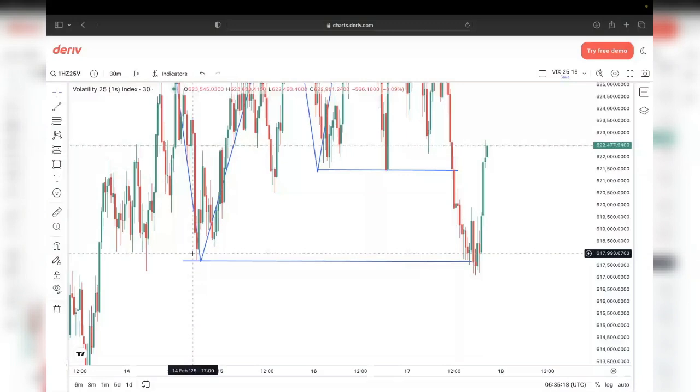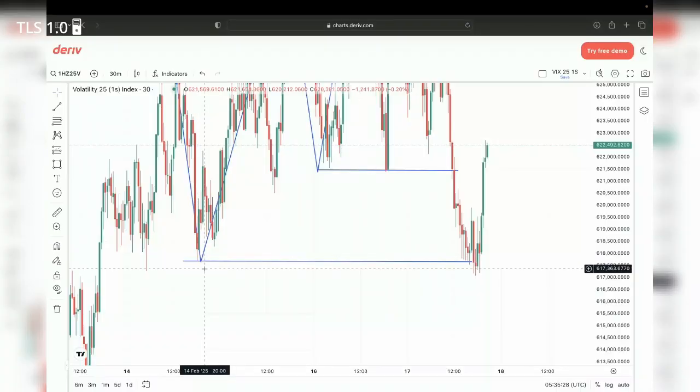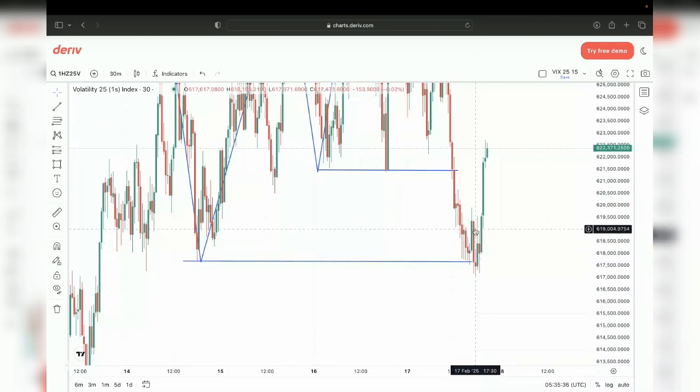And for a particular zone to be invalidated, like for this zone to be invalidated, price has to take out the last point of true mitigation, which is simply taking out this zone completely without retracing above it.